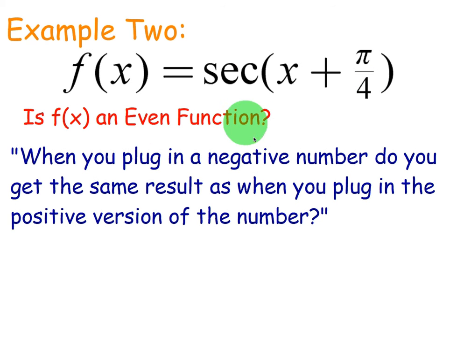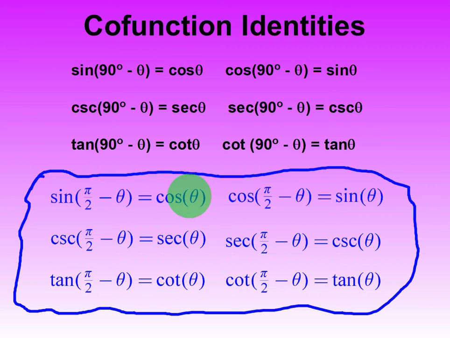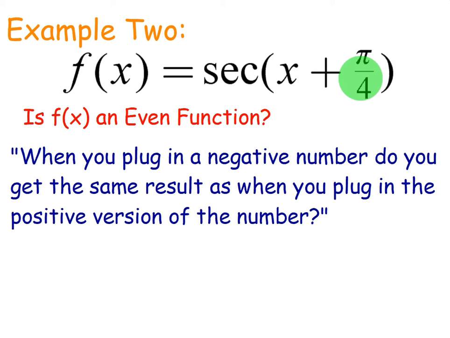Now recall, to prove it's an even function means when you plug in a negative number, do you get the same result as when you plug in the positive version of the same number? So here's the thing. We would normally look to use cofunction identities like we did with example 1 in the sine function. However, with the cofunction identities, they're in terms of pi over 2, not pi over 4. That should send off a red flag, okay? Typically, when you have a shift of pi over 4, it's going to alter the function in such a way that it's probably not going to be even anymore. I'm just going to be honest with you. However, how do we actually prove that it's not even?